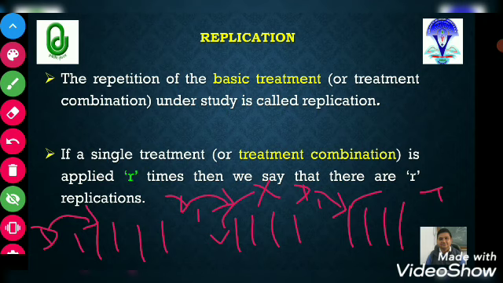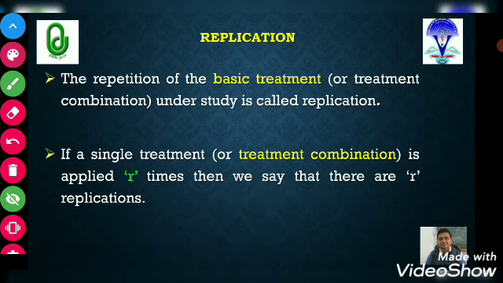So replication is the repetition of the basic treatment or treatment combination under study. Why? In order to avoid error, so that the error gets cancelled out.